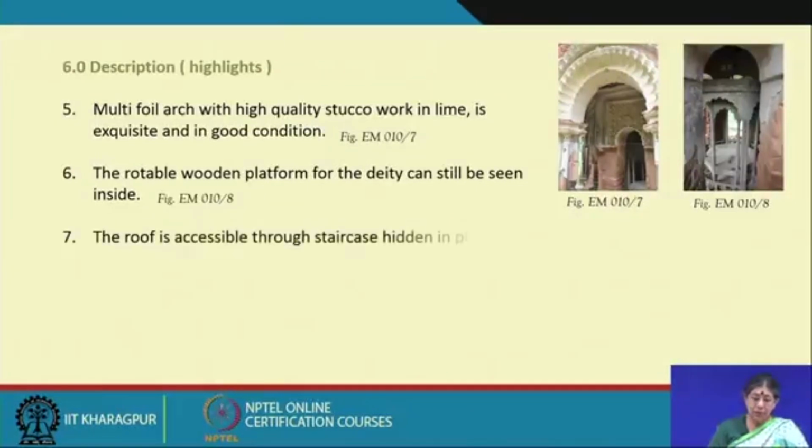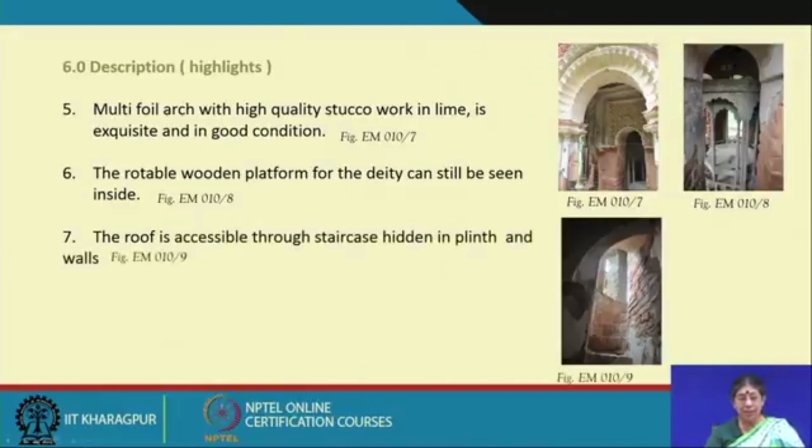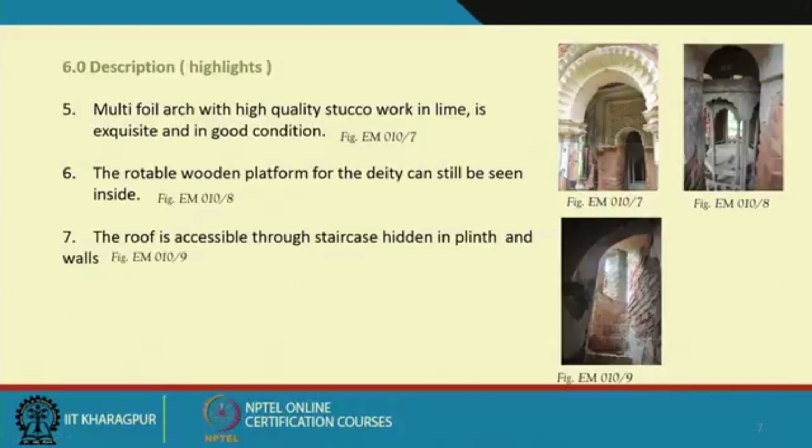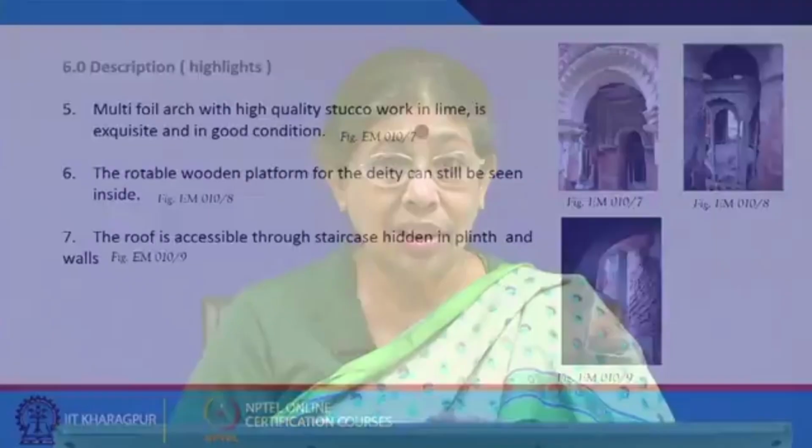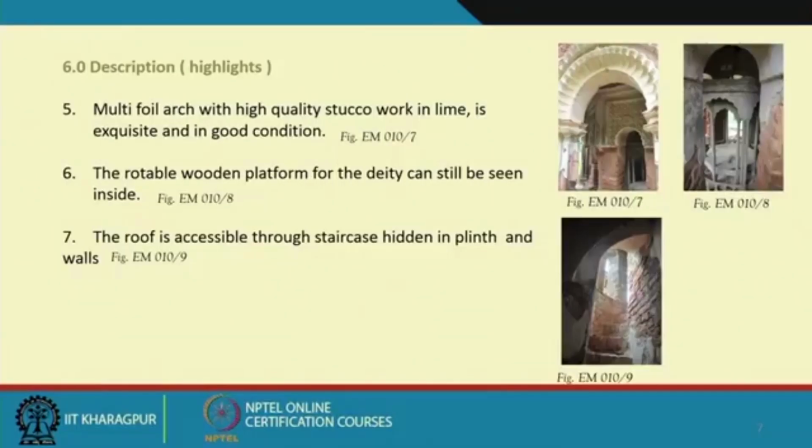The roof is accessible through a staircase hidden in the plinth and walls. This is a very interesting feature. You generally do not see the staircase, but when you go inside, within the wall thickness, and many of the structures at that time had this wall thickness, there is a staircase which goes under the plinth, and then one can climb up to the roof. It is very good because it makes the roof accessible, so repair and maintenance become very easy. It is possible, and still it is there. As you can see, it is not in a very good condition because it has not been attended to in recent times, due to neglect or financial constraints, but the staircase is also a very important feature.